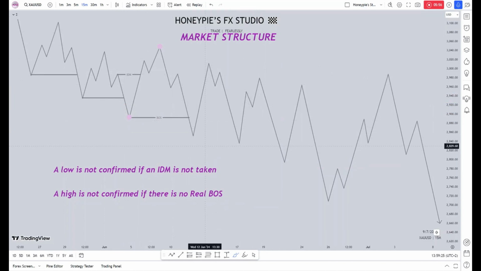Same thing applies to the rest. Now let's take a look at this over here, and let's see if this is a proper break of structure, and if this low is confirmed.